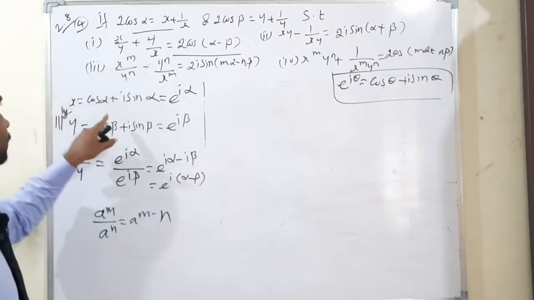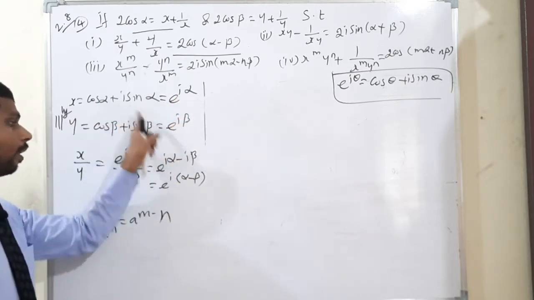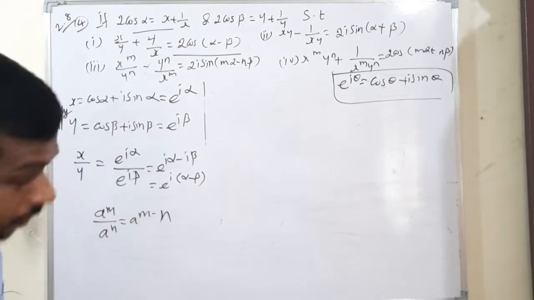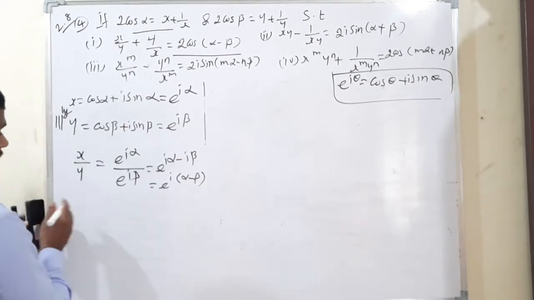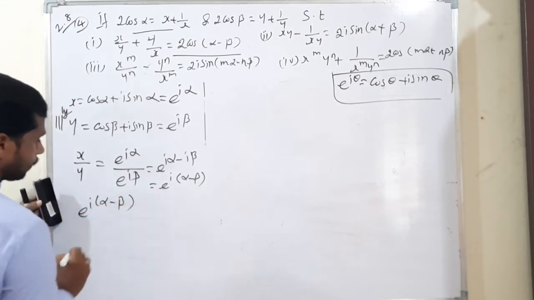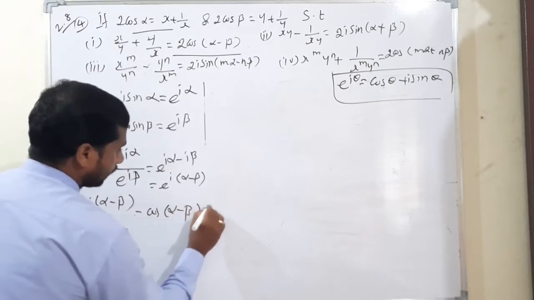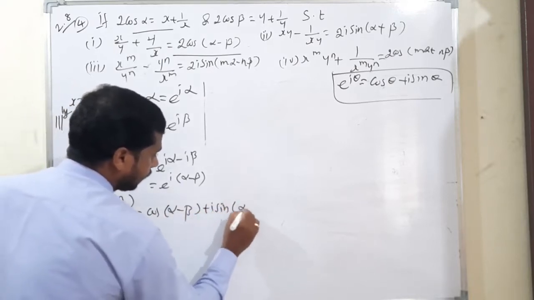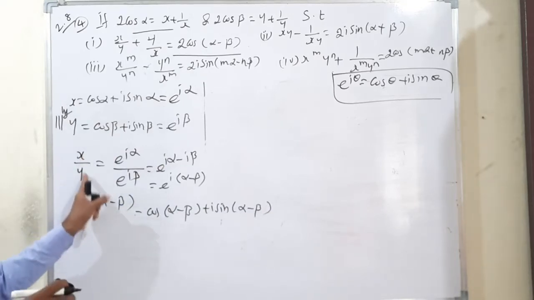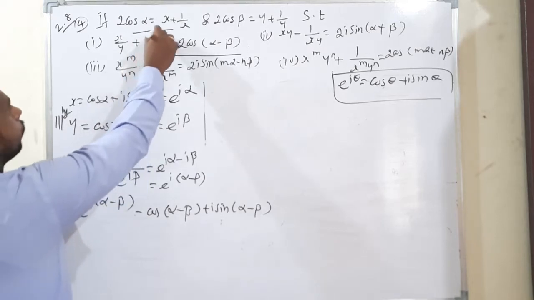So now we can look at cos alpha plus i sin alpha means e to the power i alpha. Here instead of alpha, what is the value? Alpha minus beta. Therefore e to the power i alpha minus beta is equal to cos of alpha minus beta plus i sin alpha minus beta. This is the first step. This is actually called the x by y term.